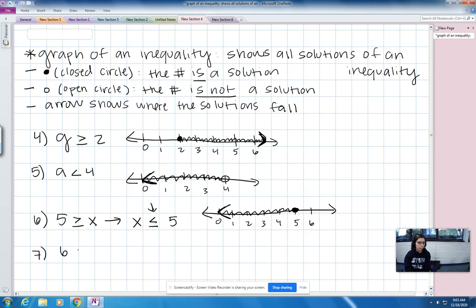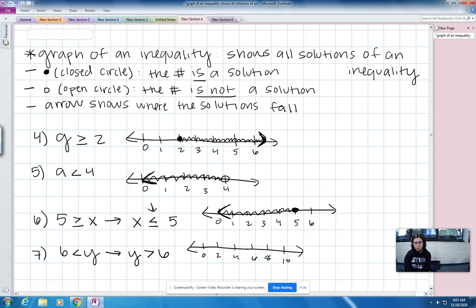Okay, last one. 6 is less than y. Again, if we just flip this around, we put the variable first, it'll be easy to tell which way we should shade, which way our arrow should go. So let's flip this around and make it y is greater than 6. Let's draw our number line. Let's go 0, 2, 4, 6, 8, 10.